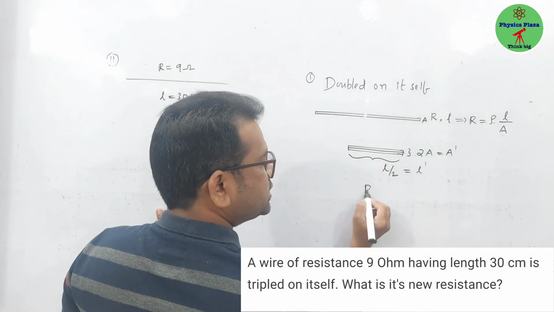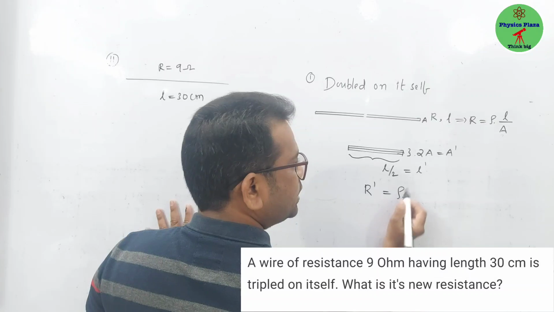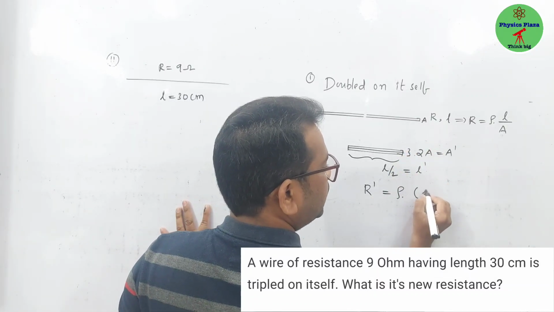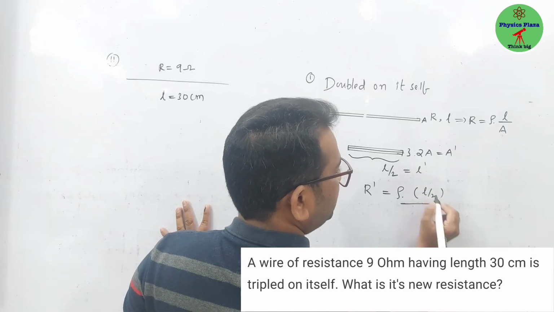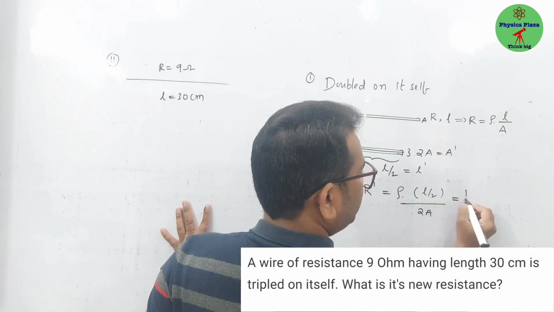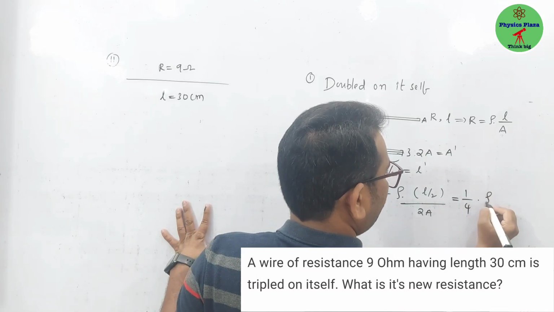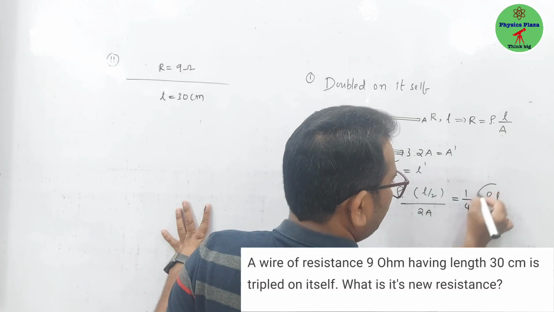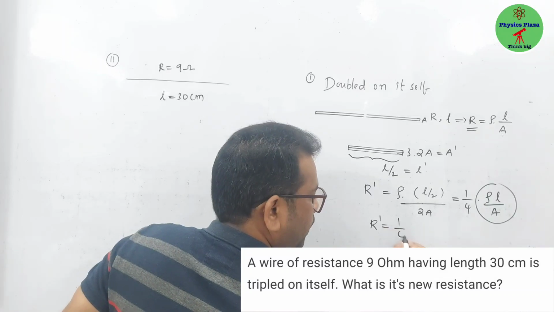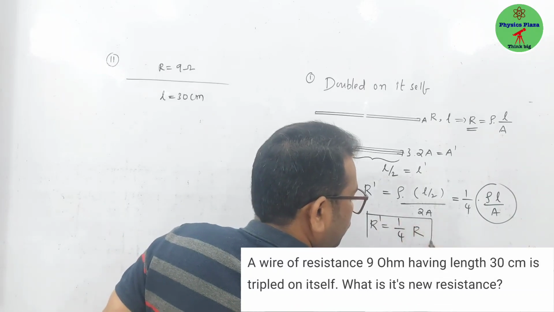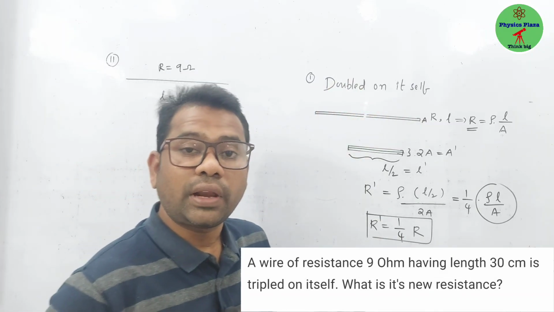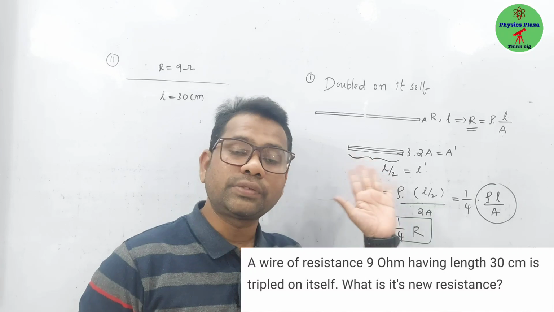Then for this, resistance is R dash, let us say. Rho will be the same because we are not changing the material. In the place of length, we take L by 2. In the place of area of cross section, we take 2A. So this 2 will come to the numerator. It is 1 by 4 into rho L by A. So this rho L by A is what actually? Resistance. So here R dash is equal to 1/4 of R. Which means, when any wire is doubled on itself, the new resistance will become 1/4 of its original value.